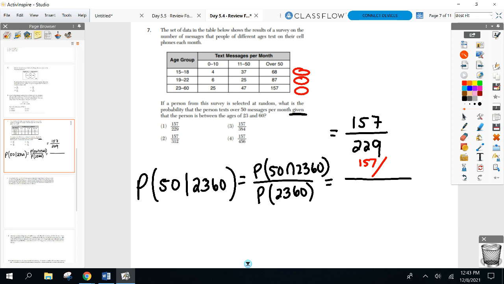Altogether, it's 3. I don't think it should be 312 altogether. Because now we're doing total. This is total.